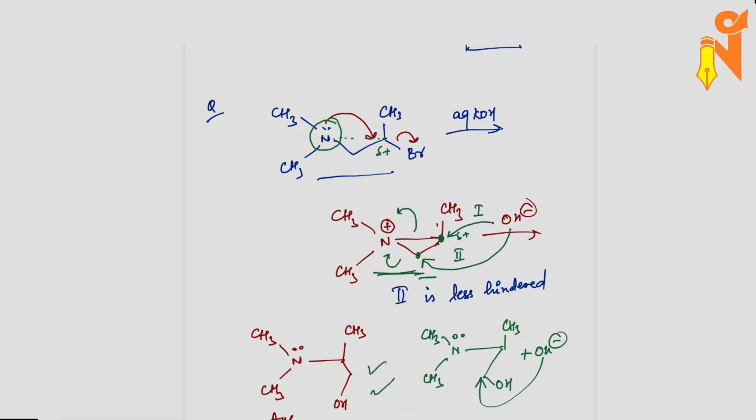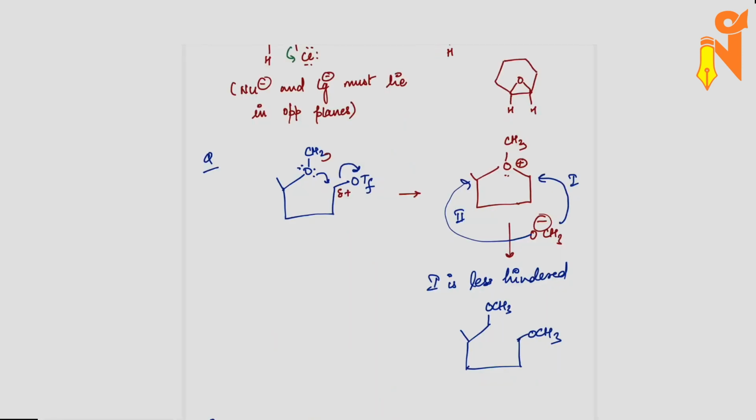So the less sterically hindered carbon is going to get attacked by OH minus. Why? Again, the steric factor works over here because the reaction is ultimately nothing but SN2. It's just happening twice, that's all. One time internally, one time externally. But otherwise, the reaction is a normal SN2 reaction. Now let's see a few more examples.